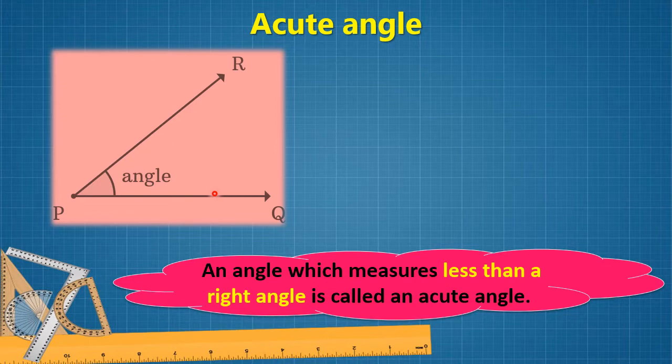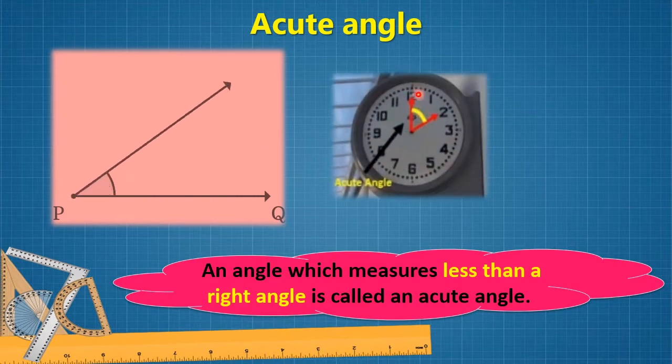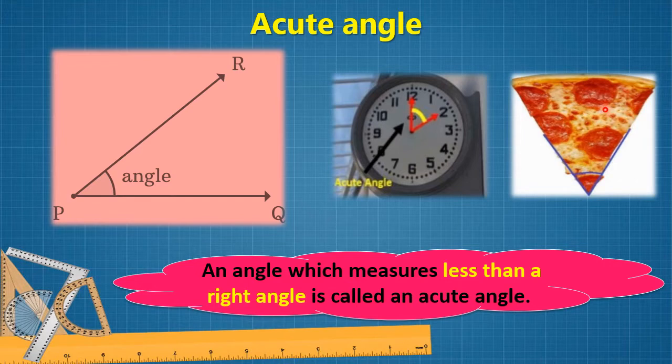You will find many examples of acute angle around you. For example, here in the picture you can see the hour hand and the minute hand of a clock makes an angle which is less than 90°. So we can say this is an acute angle. Let us see one more example. You can see the corners of a piece of a pizza also make an angle which is less than 90 degree. Therefore, we can say here it is also an acute angle.